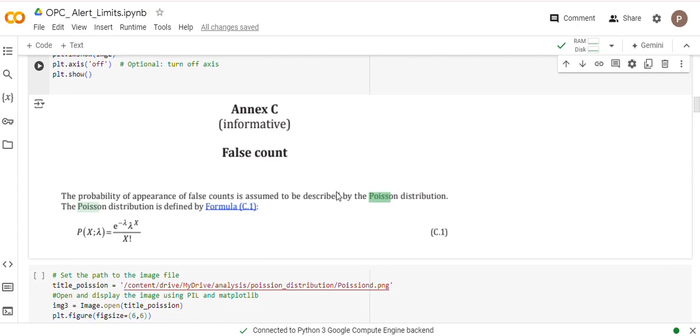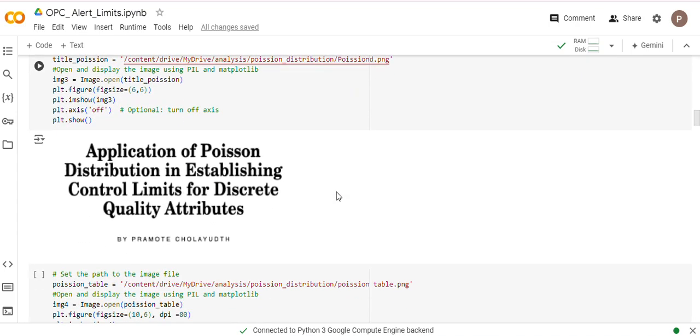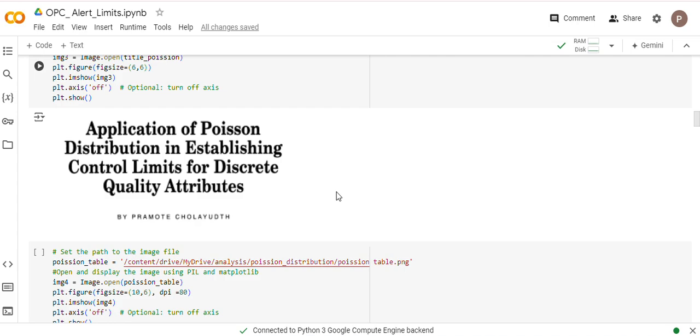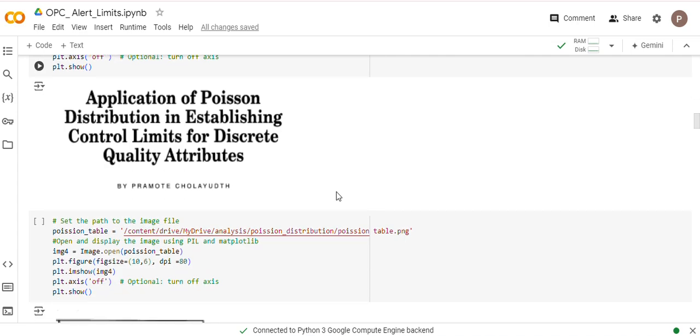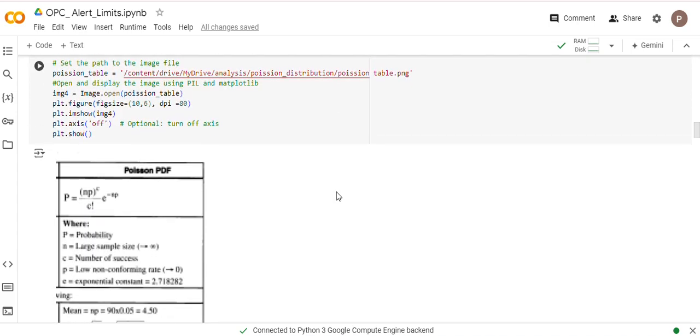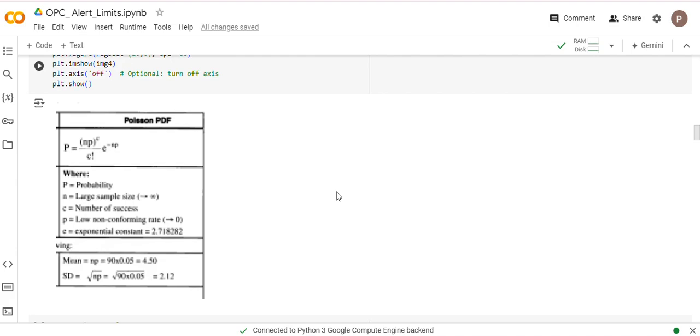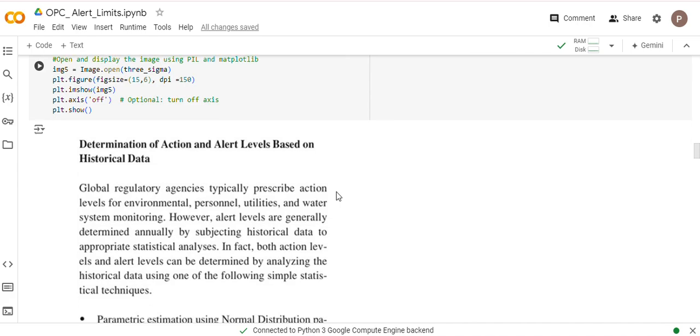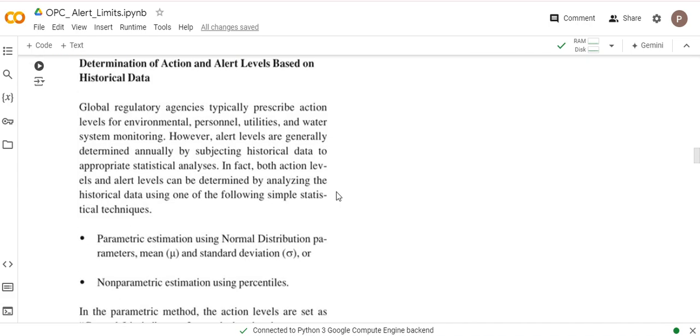Now, to get alert and action levels, this paper probably explains at best the application of the Poisson distribution in establishing control limits for discrete quality attributes. The authors did a really great job of explaining how to use the Poisson distribution to establish your upper and lower alert and action limits. And the technique for the action limits is actually expressed here in this PDA journal, which is the determination of the action and alert based on historical data.